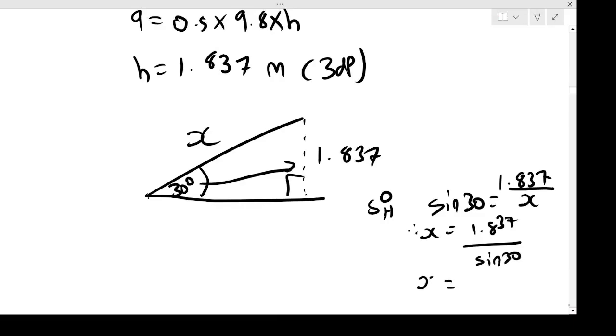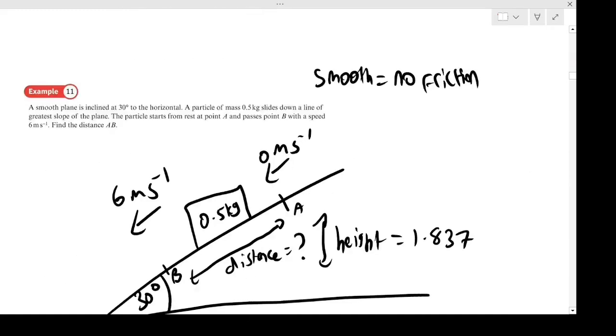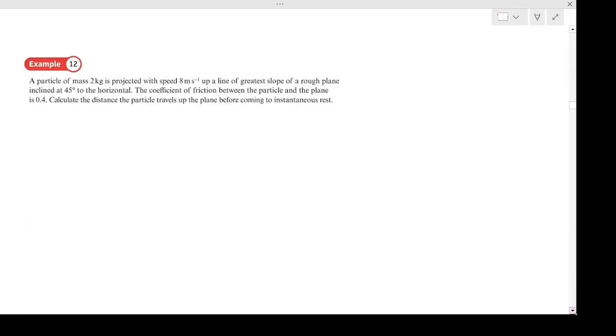Now, if I work that out in the calculator, I get 3.67 meters to 2 decimal places. And there we are, that's the distance travelled. Hopefully you can start to spot a general method here now: working out the change in energies and then working out any missing information from there.